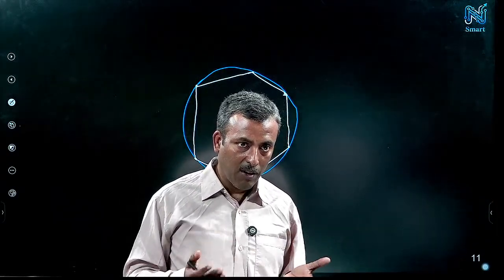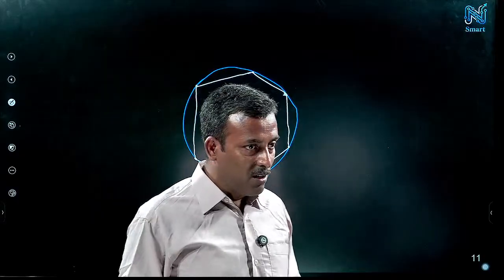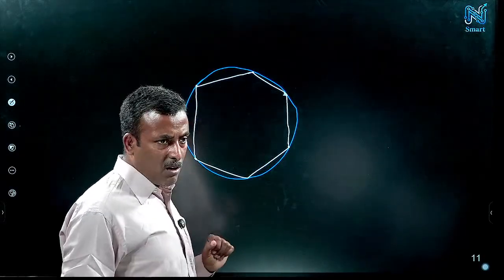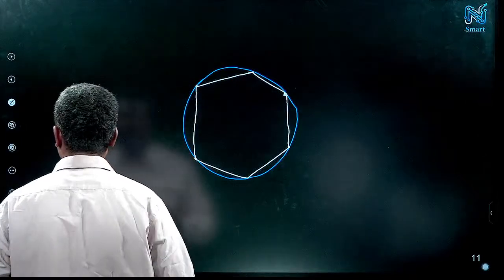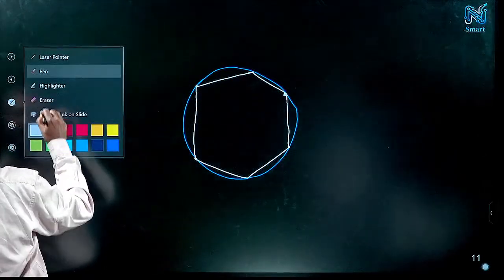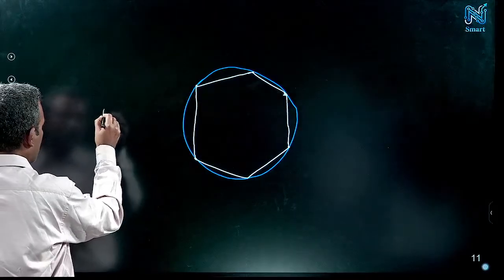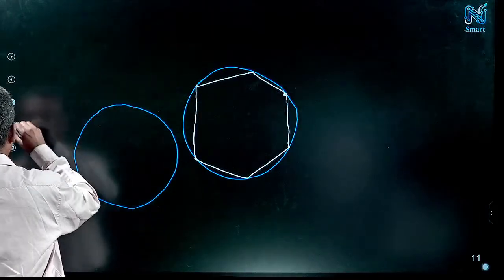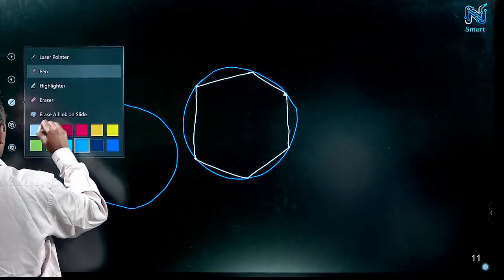For a triangle, if all sides are equal, automatically all angles are equal. Equilateral triangle: if all angles are equal, all sides are equal. But for a quadrilateral, if all sides are equal, all angles may not be equal, like a rhombus. And if all angles are equal, it may not be a square, maybe a rectangle other than a square, right. So a regular polygon means all sides are equal and all angles are equal. How to draw a regular polygon? Same idea. Draw a circle, then how do you draw the regular polygon?